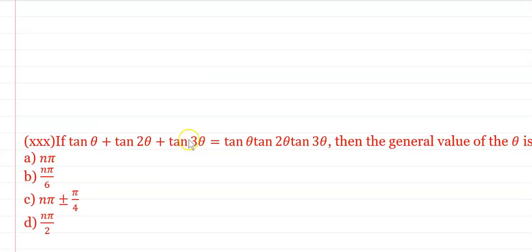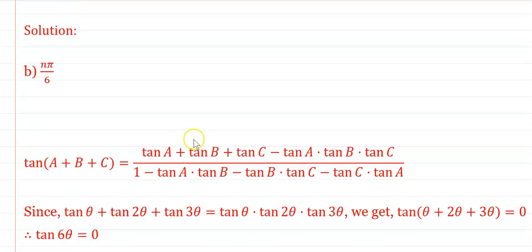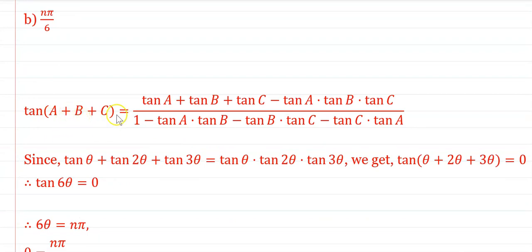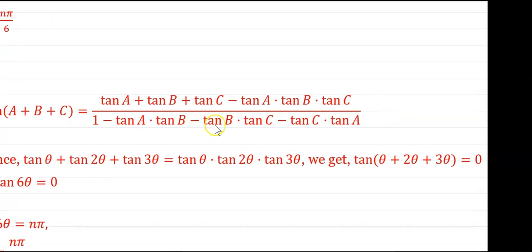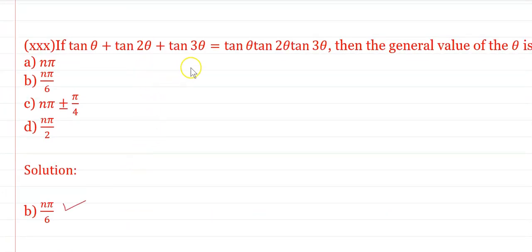Now the next, if tan theta plus tan of 2 times theta plus tan of 3 theta is equals to tan theta into tan 2 theta into tan of 3 theta, then the general value of theta is, okay. Now see here, by applying the formula, tan of A plus B plus C is equals to tan A plus tan B plus tan C minus tan A into tan B into tan C. But we have been given tan theta plus tan 2 theta plus tan 3 theta is equals to tan theta into tan 2 theta into tan 3 theta.